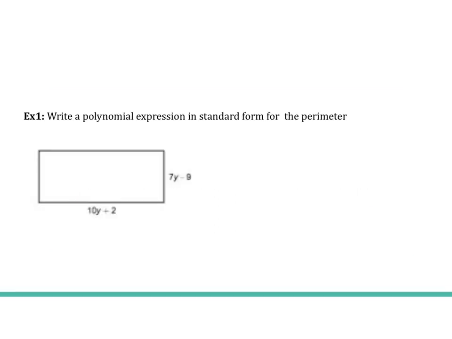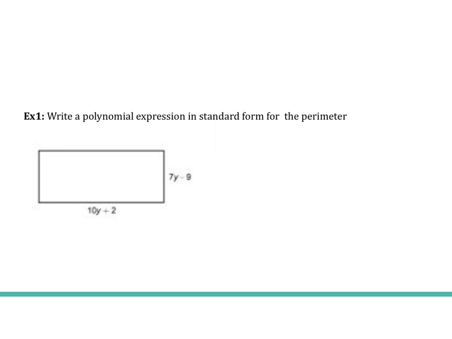Let's get started. For our first example, we're going to write a polynomial expression in standard form for the perimeter of a rectangle. But before we can do that, we want to remind ourselves what it means to be the perimeter. The perimeter is the distance around the outside of any given shape. For our shape here, we would take the length of all four of our sides and add them all together to represent the perimeter.